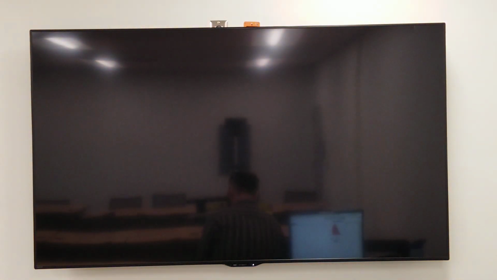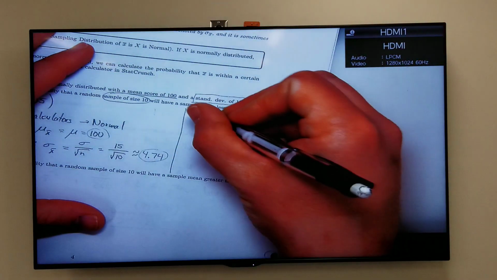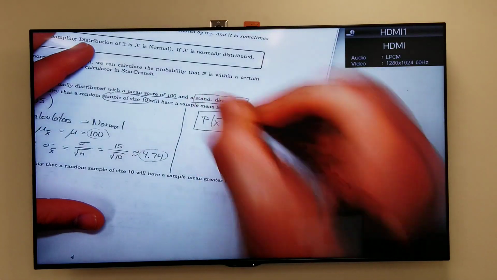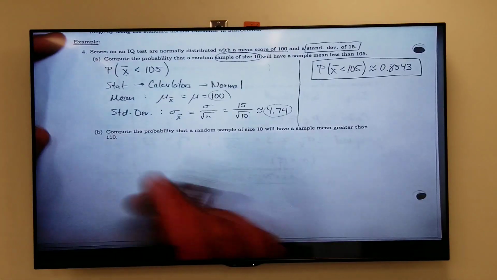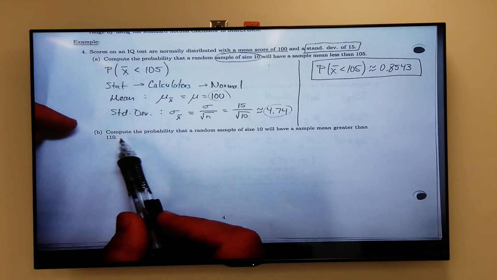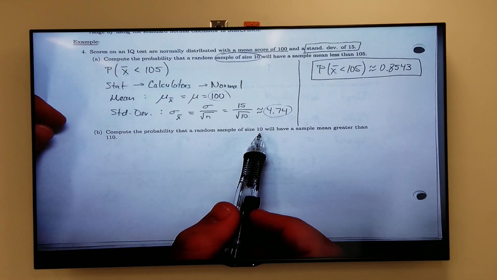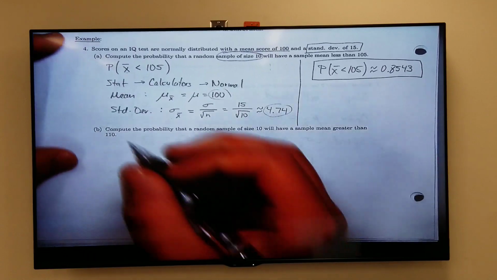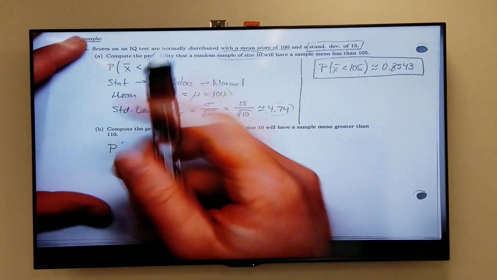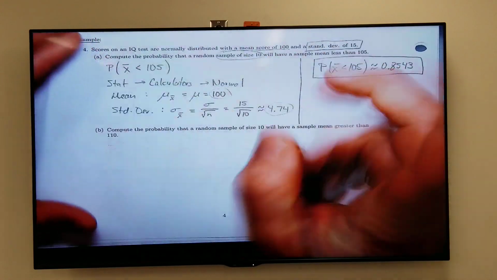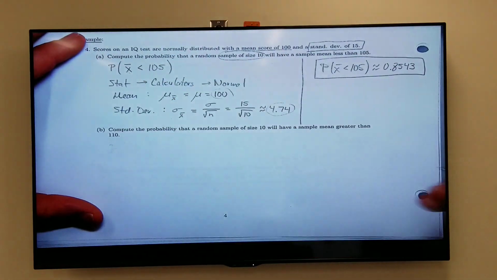number 4, part B says, oh, by the way, here's our answer to part A. I wrote that down earlier: probability x bar is less than 105 is 0.8543. Now part B says, compute the probability that a random sample of size 10 will have a sample mean greater than 110. So we want the probability, well, let me write the other stuff first. We know x bar is normally distributed.